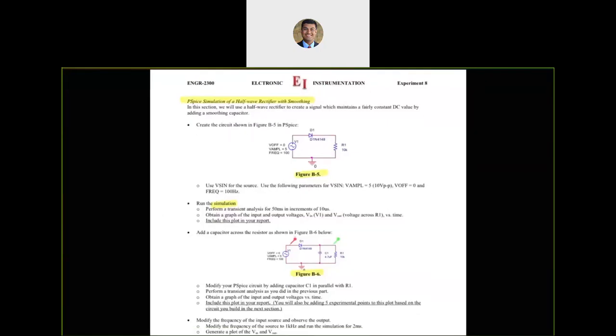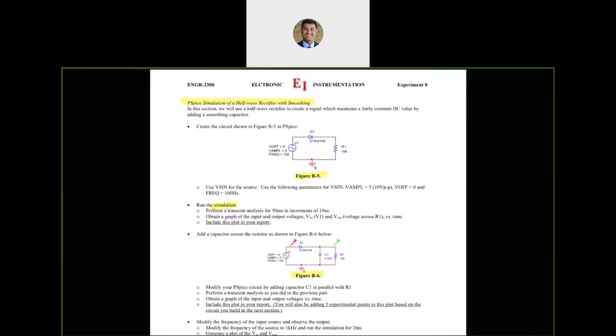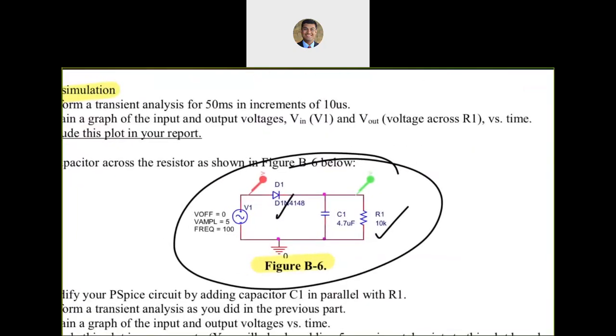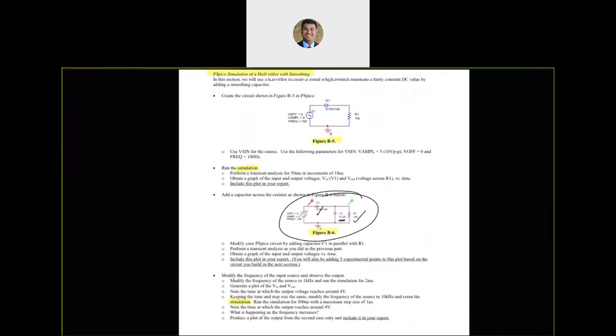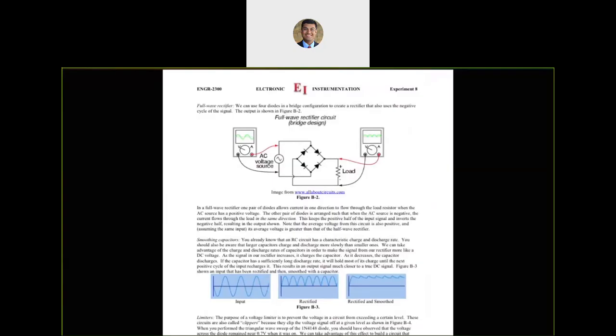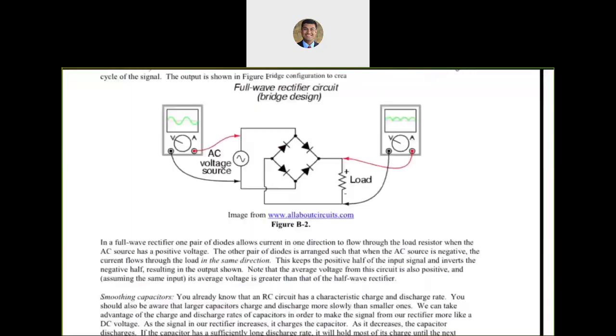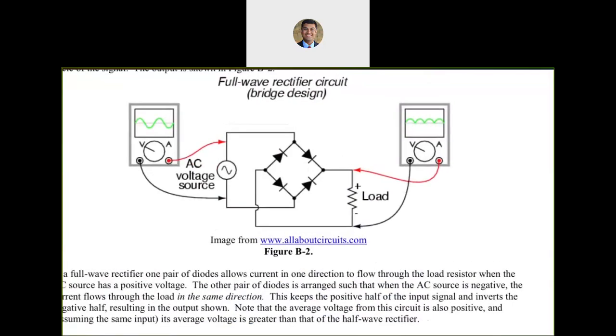Let's see, the circuit essentially looks like this. So we have the diode, we have the resistor across which we are measuring, and then we have that C1, which is the smoothing capacitor. Okay, let's see, come back here. Now let's talk about the full wave rectifier. Now for full wave rectifier, the story is a little different.